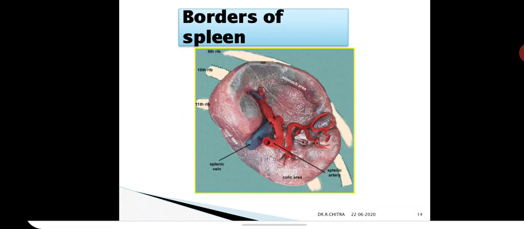This border separates the gastric impression from the diaphragmatic surface. Then you see the inferior border now. It separates the renal impression from the diaphragmatic surface.